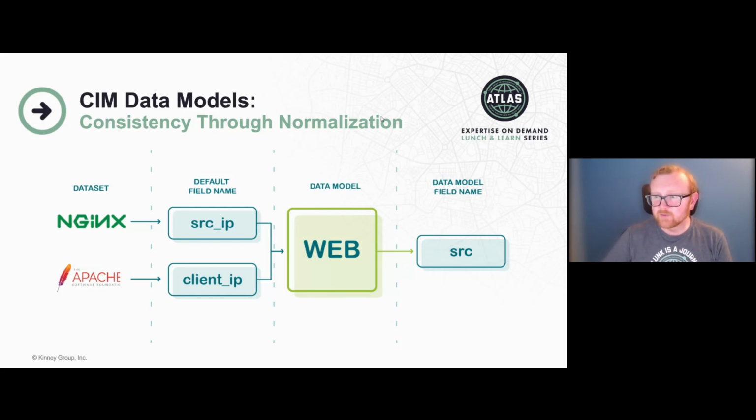One has a default field name of source IP. One has a client IP default field name. They're both bringing in the same exact data, just under different field names. And we want both of those data sets to go into the web data model. The web data model wants you to use the field name source, SRC. So in this case, we would field alias and say, if the field name is source IP, make it be source. If the field name is client IP, alias that to source. So then both of those logs will come into the web data model and have that same data under the field name source.